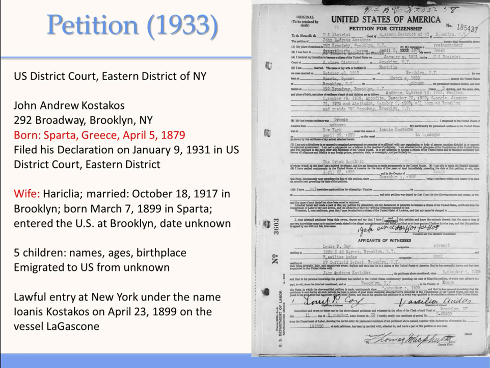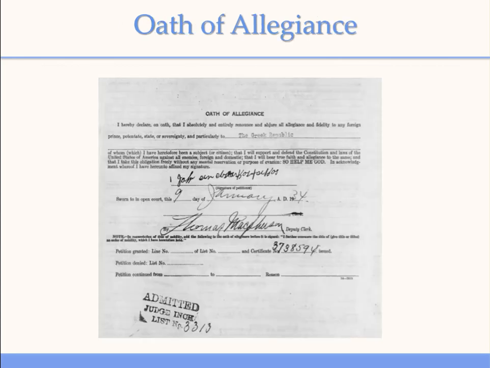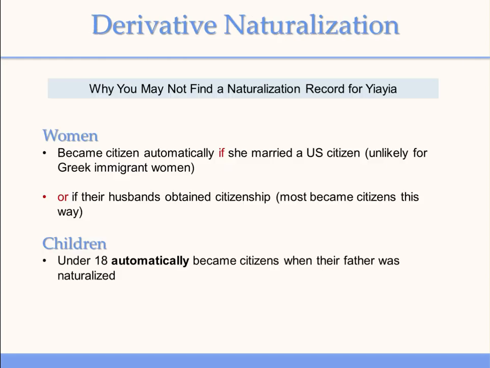It does give us information on my grandmother, their children's names. Interestingly enough, here he says he immigrated to the U.S. from unknown. And we do have a verification of the name that he entered, his date, and the vessel on this as well. This is my grandfather's certificate of arrival. It verifies he came in April 23rd, 1899, and the ship was La Garçon. This is his oath of allegiance, making him a formal citizen of the United States. And I can only imagine his pride when he signed his name on this document.